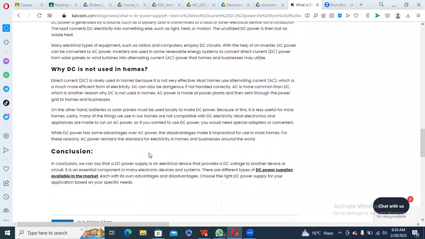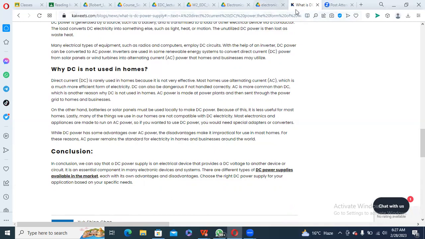DC is not usable in our homes because it is not very efficient. Most homes use alternating current, which is a much more efficient form of electricity. In conclusion, we can say that a DC power supply is an electrical device that provides a DC voltage for another device or circuit. It is an essential component in many electronic devices and systems. There are different types of DC power supply.